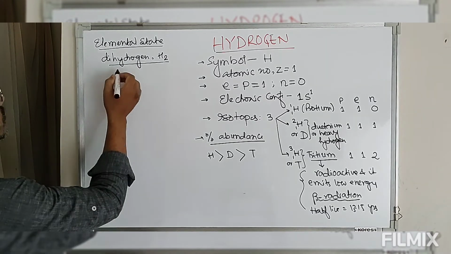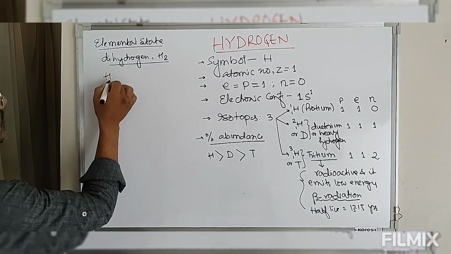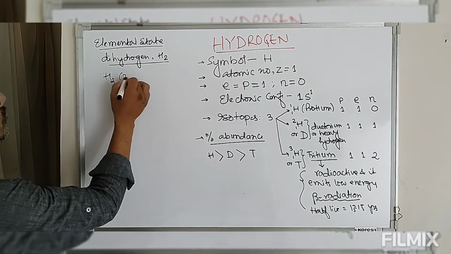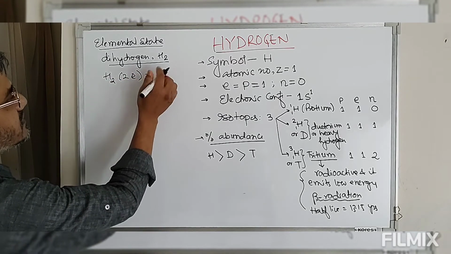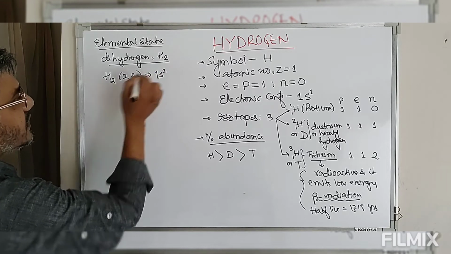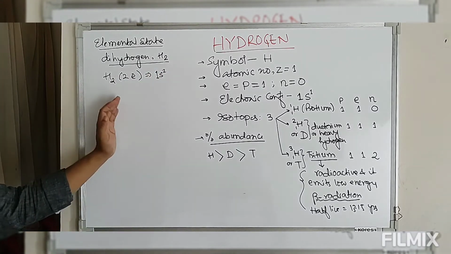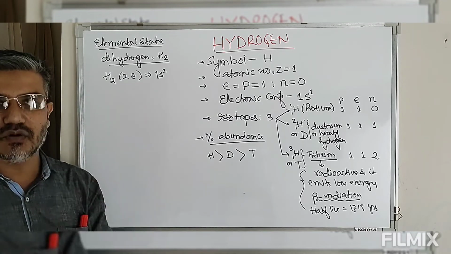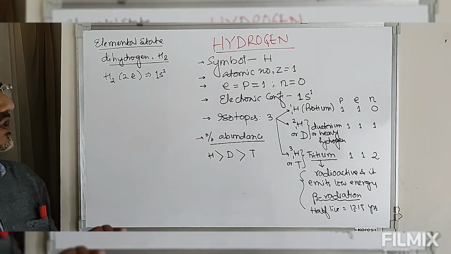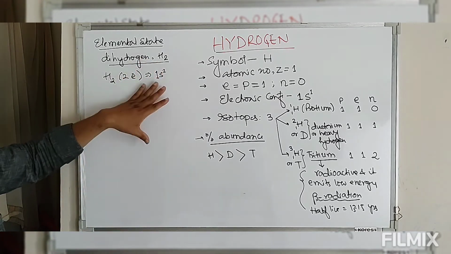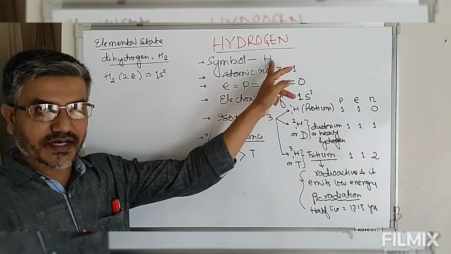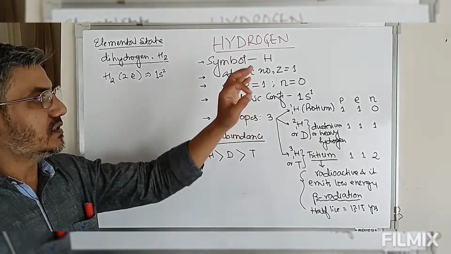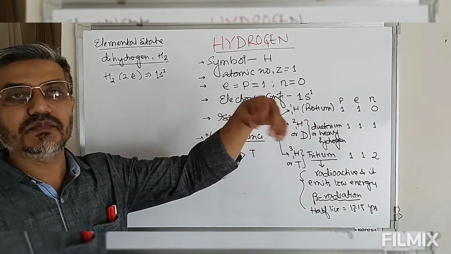Now in this H2 we have how many electrons? 2 electrons. So therefore the electronic configuration is 1s2. Now this s orbital is completely filled, so this has got the configuration of the nearest noble gas, that is helium. Because of this, dihydrogen is a very stable gas. So this atomic hydrogen is very unstable. This requires 1 electron to complete this duplet.